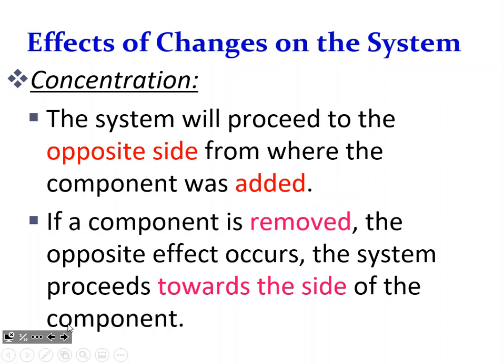If a component is removed, the opposite effect, of course, is going to go towards where you removed it from. It's going to replace what was taken away. So if it's removed, it goes to the side that it was removed from. If you remove product, it's going to proceed towards the product to replace the products and reestablish equilibrium. If reactant were removed, it would proceed towards the reactants to replace the reactant that was now missing and removed.